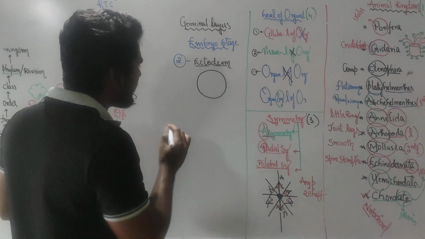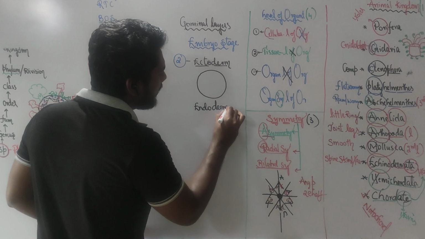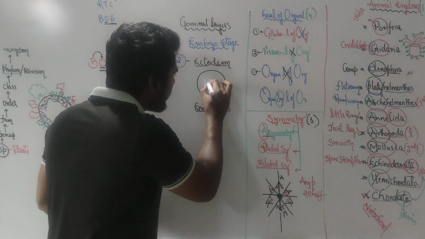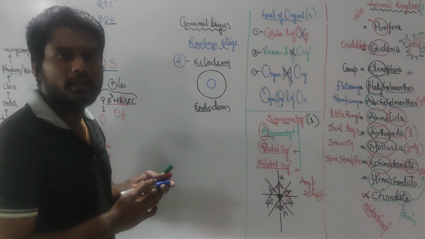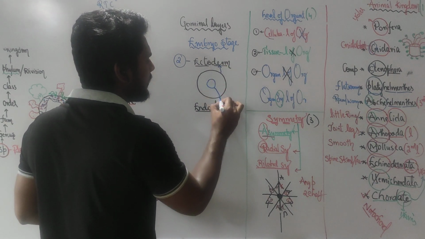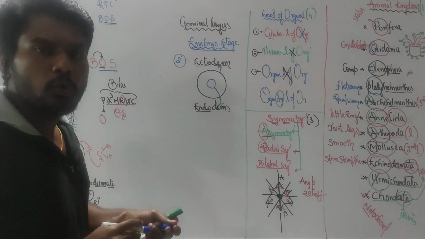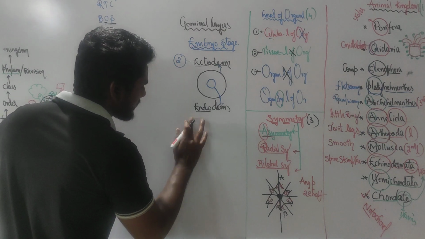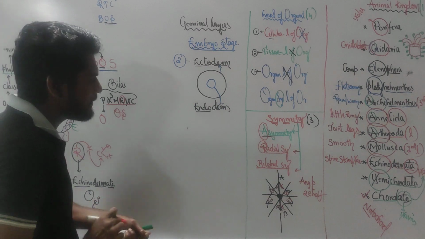And next, the second layer is endoderm. Derm means what? Layer. Endo means what? Inside. Yes, endo means inside, derm means layer. This is the endodermis. So how many germinal layers are there? Only 2. Outer is ectoderm and the inner one is endoderm. During which stage? Embryonic stage we will see. Because of the presence of only 2 germinal layers, it is a diploblastic organism. Such organisms we call diploblastic organisms.